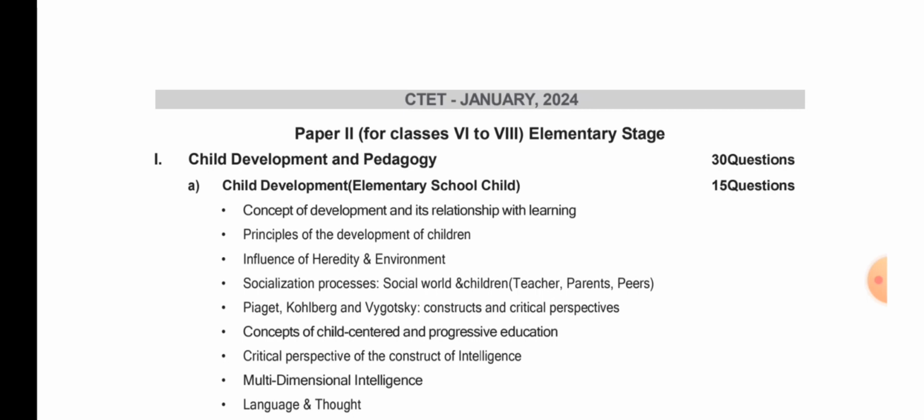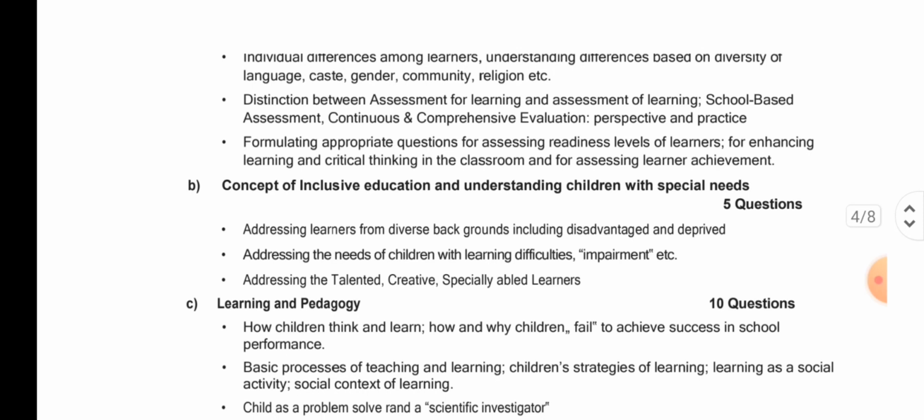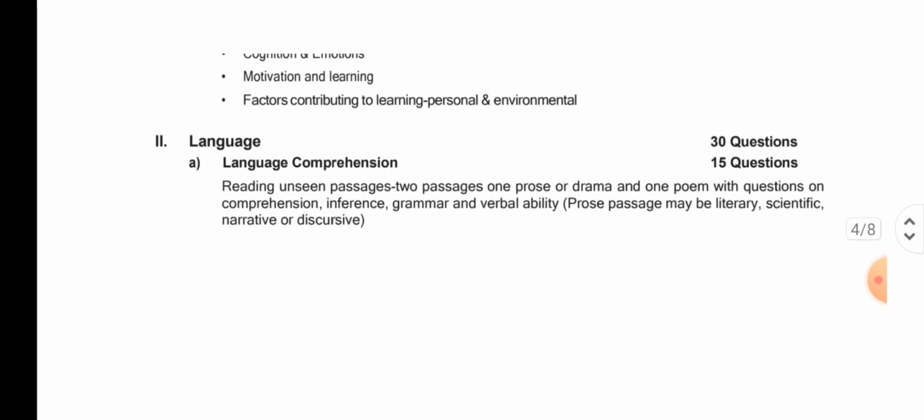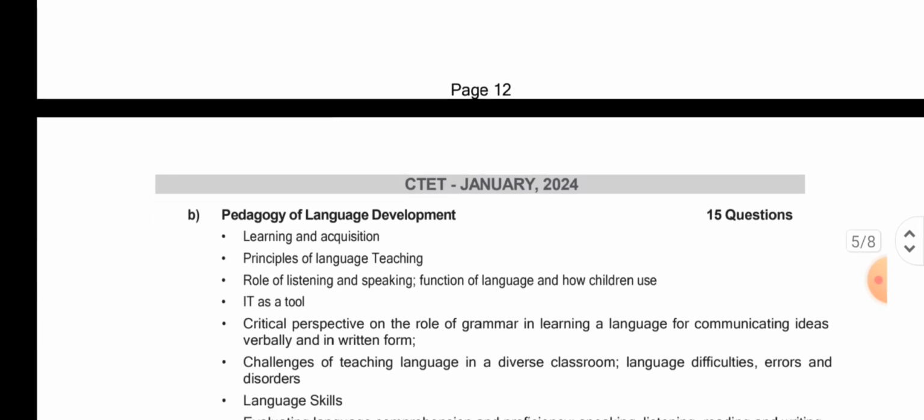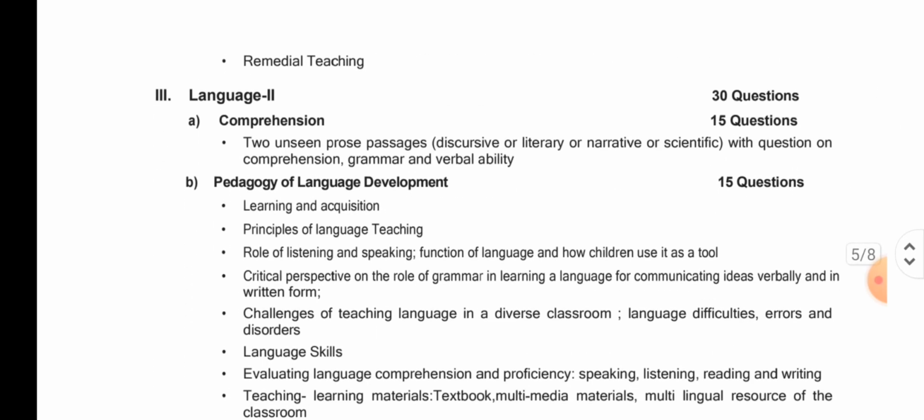So this will be compulsory for everyone. Those from arts background also you have to write this, and those from science background also you have to write this part. Then language is also compulsory for arts also, for science also. By arts I mean social science. Then language 2 is also compulsory for arts background also, for science background also, right?